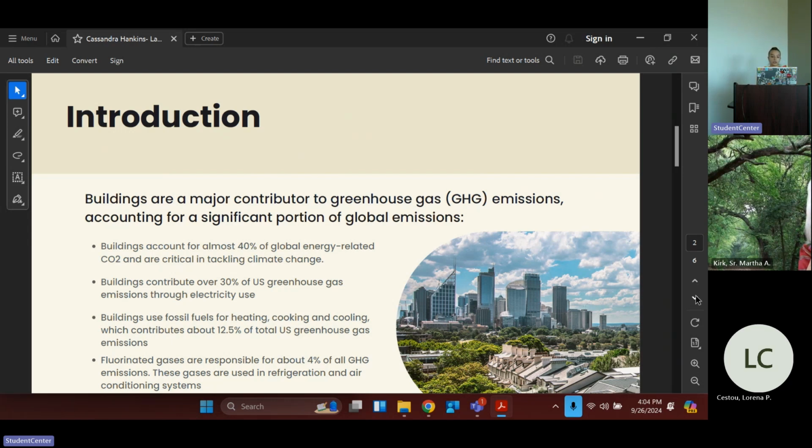Buildings are a major contributor to greenhouse gas emissions, which account for a significant portion of global emissions. Buildings account for almost 40% of global energy-related CO2 and are critical in tackling climate change. Buildings contribute over 30% of U.S. greenhouse gas emissions through electricity use. About 12.5% is contributed through fossil fuels, which are used for heating, cooking, cooling, and hot water. And about 4% is contributed through fluorinated gases, which are gases that are used in refrigeration and air conditioning systems.